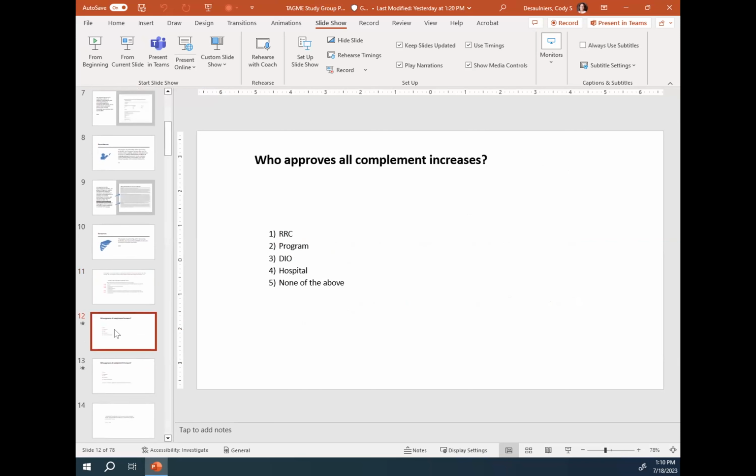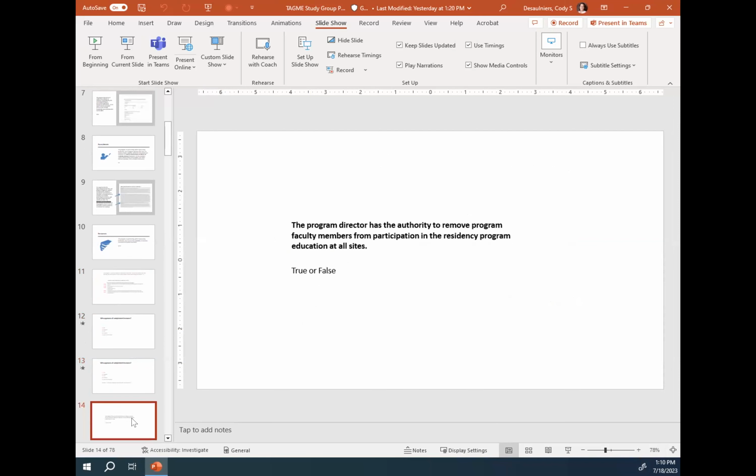Okay, so first we come to who approves all complement increases. Does anybody want to give a gander? The RRC. Oh, is this not going to let me? Oh, you know what? I had this on action and it's not going to work. Yes, the RRC. So I have little action stuff, but it's not going to happen on my PowerPoint. So y'all bear with me. Okay, good job, Terry.